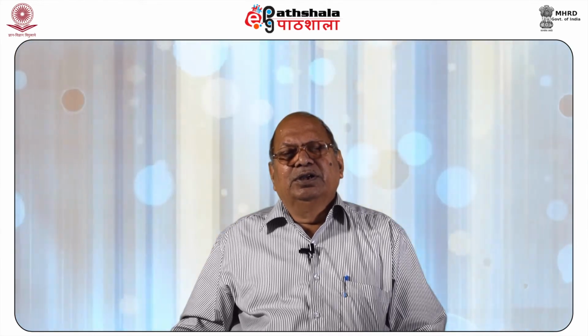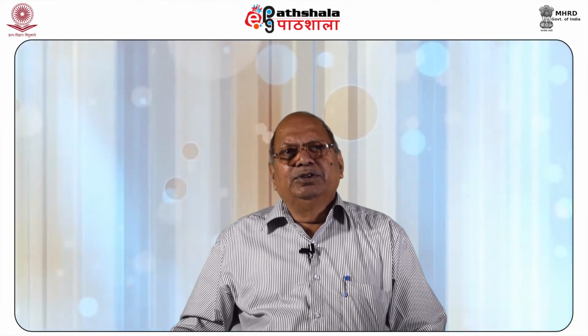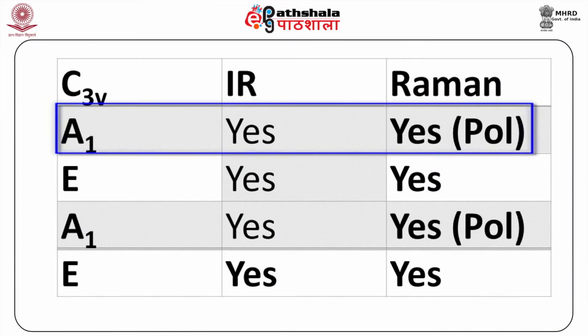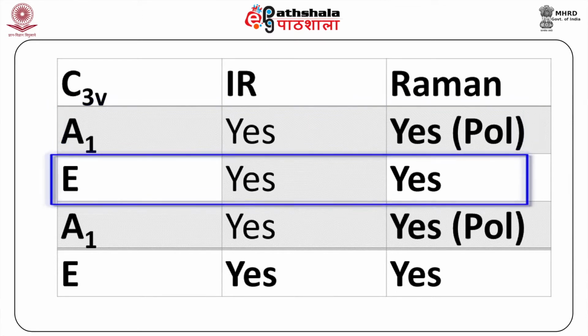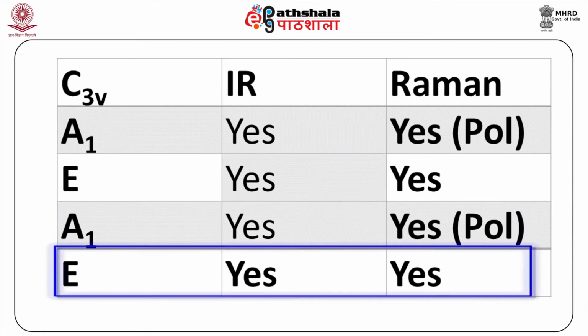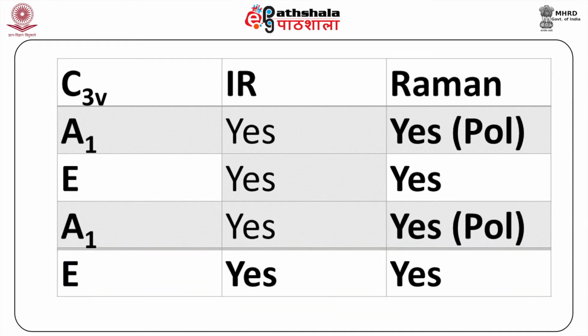And the results for the IR activity of AB3 molecule in C3v point group are summarized as: A1 IR yes, Raman yes polarized; E in IR yes, Raman yes; and then A1 is again yes, yes polarized; E yes, yes. Thus, for AB3 pyramidal, all four modes will be IR and Raman active, and two Raman bands are polarized.